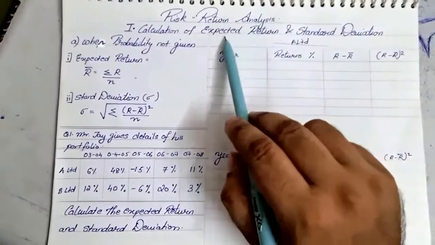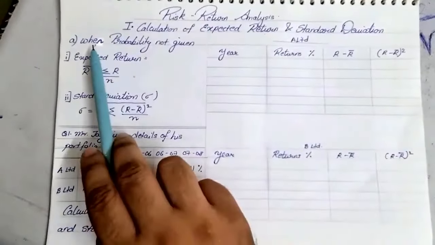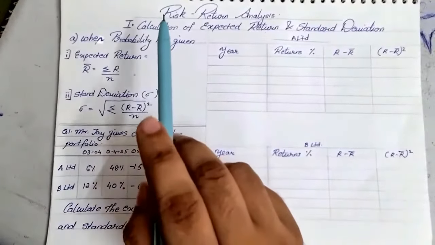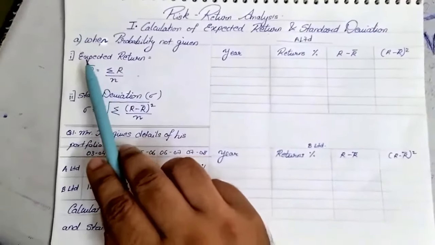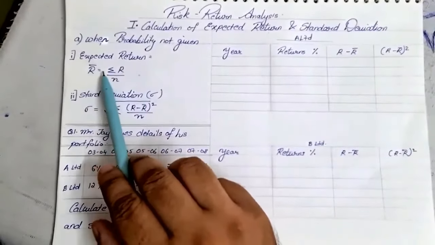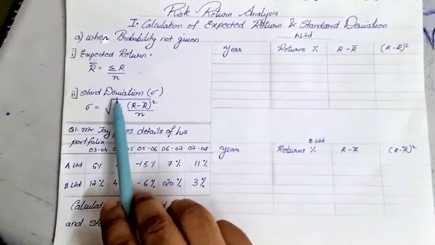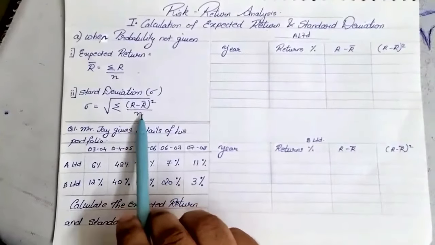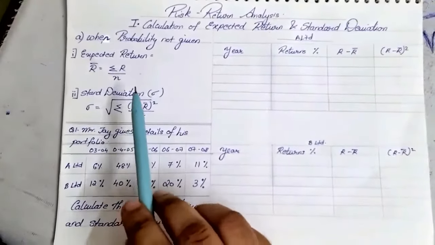Now for finding expected return and standard deviation, there are two types of sum. Number one, when probability is not given, and one where it is given. So we are going to solve first sum based on when probability is not given. The formula for expected return is R bar is equal to sigma R upon N, and the formula for standard deviation is the root of sigma R minus R bar the whole square upon N. Now based on the two formulas, let us see how to solve the sum.